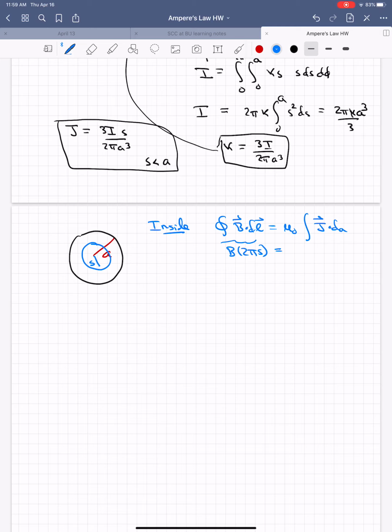And on the right-hand side, though, I'm going to integrate k, let's see here. I'm going to integrate 3is over 2 pi a cubed s ds d phi.